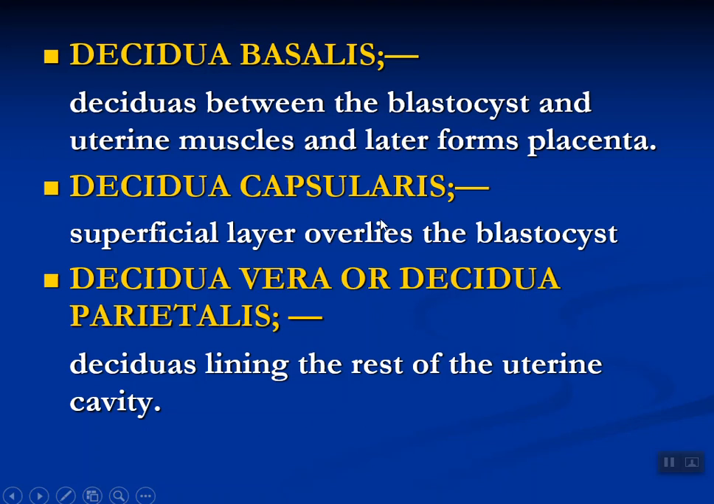Decidua capsularis. Capsule means covering. That is the superficial layer that lies over the blastocyst. And decidua vera or parietalis is lining the rest of the uterine cavity. So remember this please. Decidua basalis means between blastocyst and muscles. Capsularis, outer covering, and vera or parietalis, that is lining the rest of the uterine cavity.